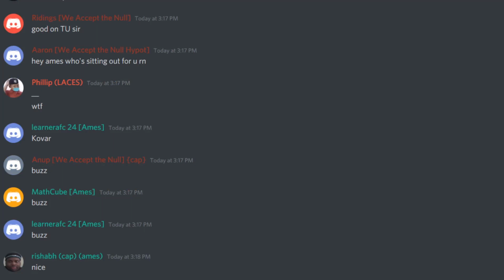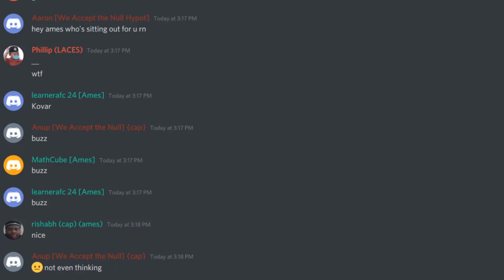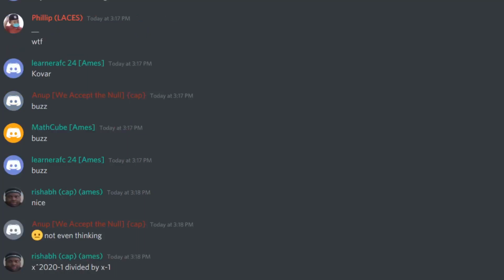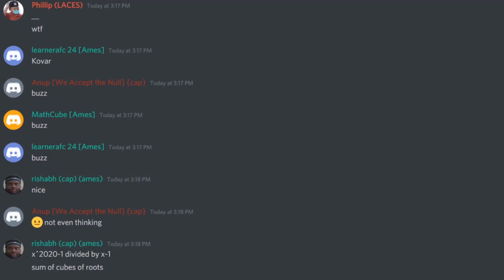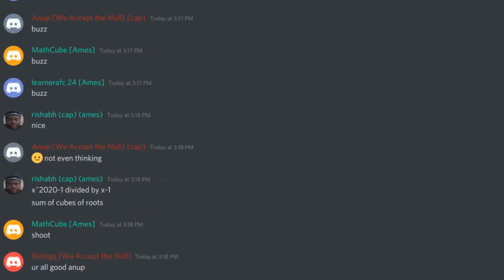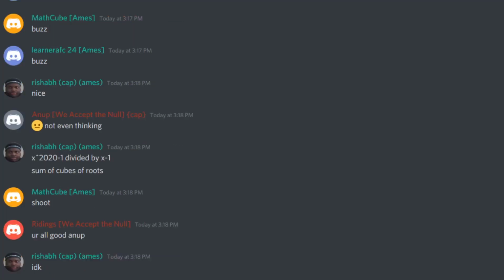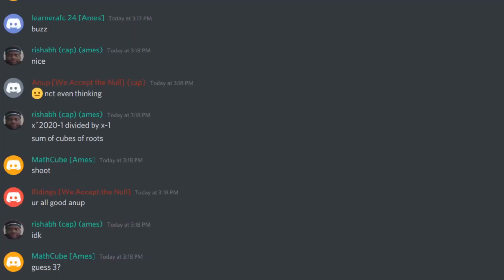Bonus math short answer. The polynomial x to the 2020th power minus 1 is divided by x minus 1 to yield a new polynomial. What is the sum of the cubes of the roots of this new polynomial? Five seconds. 3. That is incorrect. The correct answer is -1.